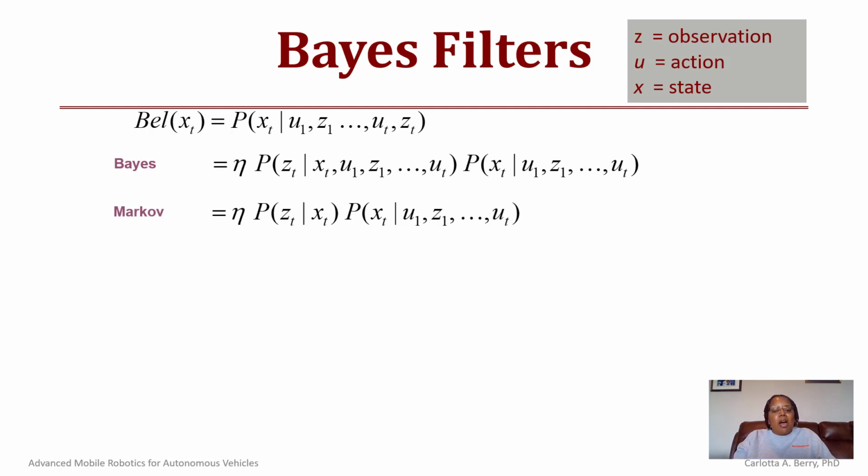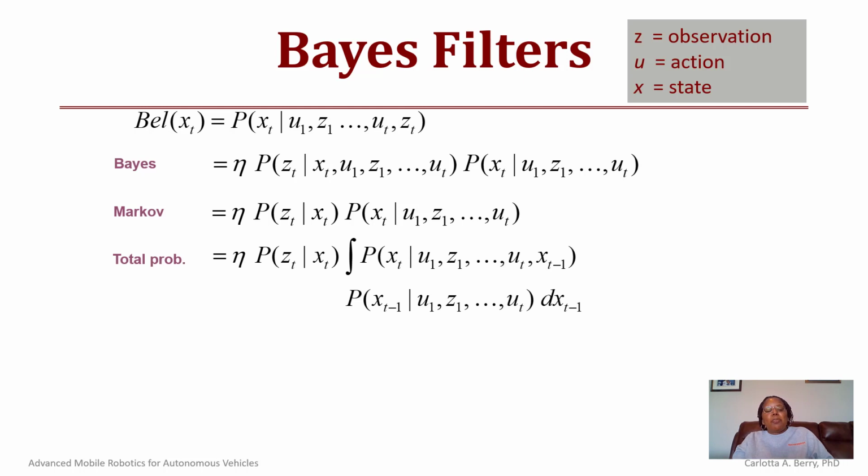Then I used a Markov assumption in order to get rid of some of those previous states, so that I now only have eta times the probability of sensor zt given the state xt, because any previous controls or measurements would already be accounted for in xt, times the probability of the current state xt given u1, z1 up to ut.